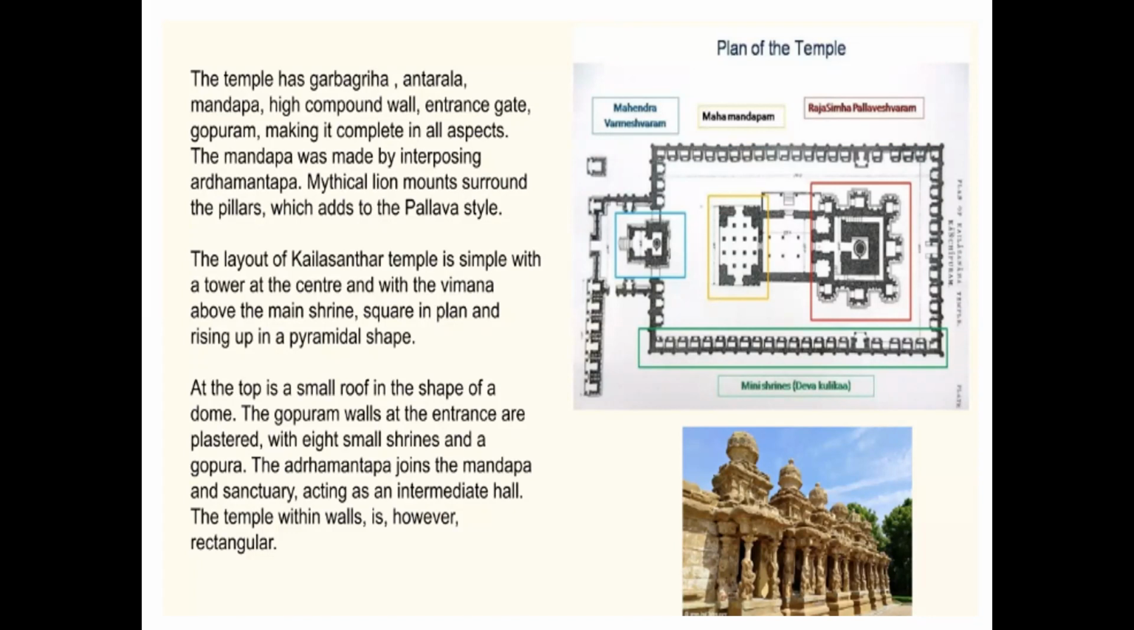The layout of the Kailasanatha temple is simple, with a tower at the center and with the Vimana above the main shrine, square in plan, and rising up in a pyramidal shape. At the top is a small roof in the shape of a dome. The Gopuram walls and the entrance are plastered with 8 small shrines and a Gopura. The Ardha Mandapa joins the Mandapa and sanctuary, acting as an intermediate hall. The temple within the walls is, however, rectangular.